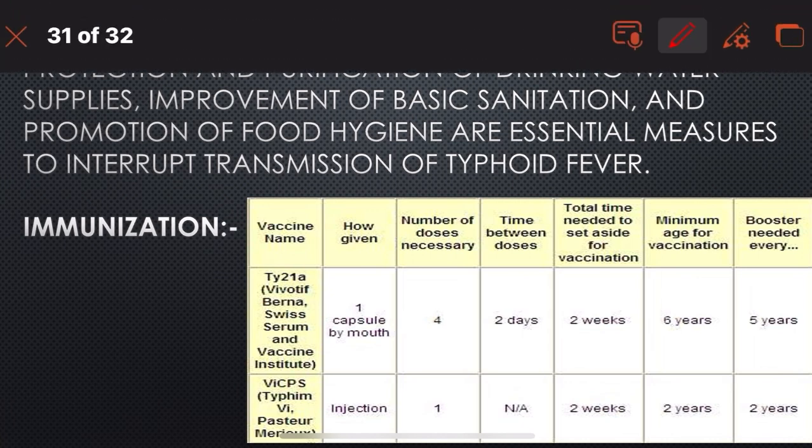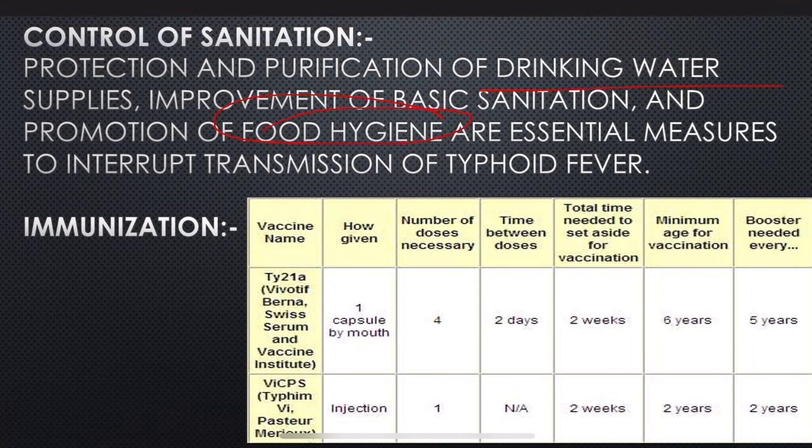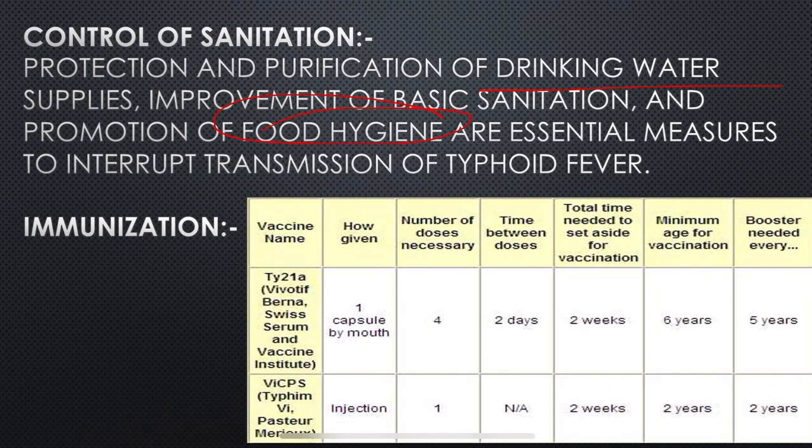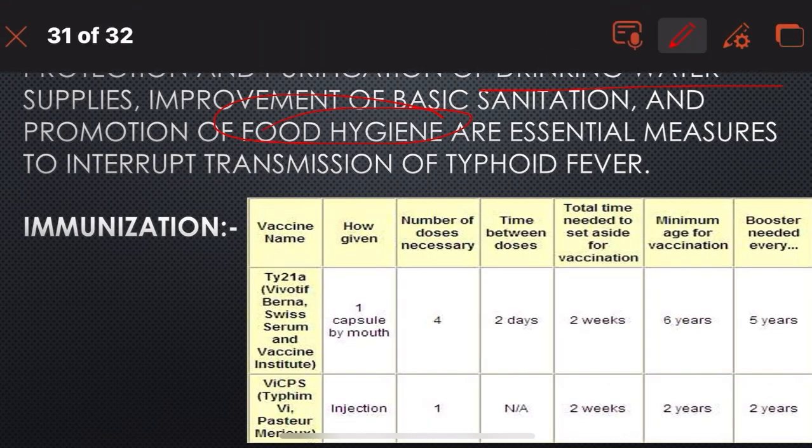How do we remember it? Food and water. Food: promotion of food hygiene. Water: purification of the drinking water. Then basic sanitation has to be maintained. So these are the essential measures which are taken to interrupt the transmission of typhoid fever. Typhoid fever is never a major problem where there is a clean domestic water supply. Even in the developed countries, they have combated the transmission of typhoid fever.